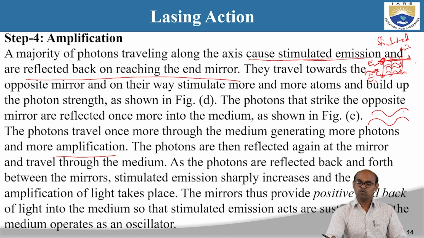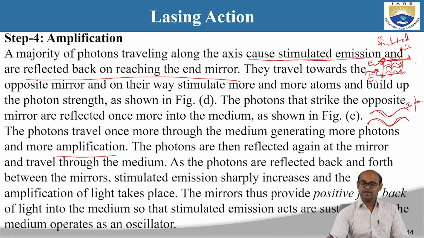Coherent photons are the ones that have the same frequency or same wavelength, or they are in the same phase. When two photons are in phase, they undergo constructive interference.